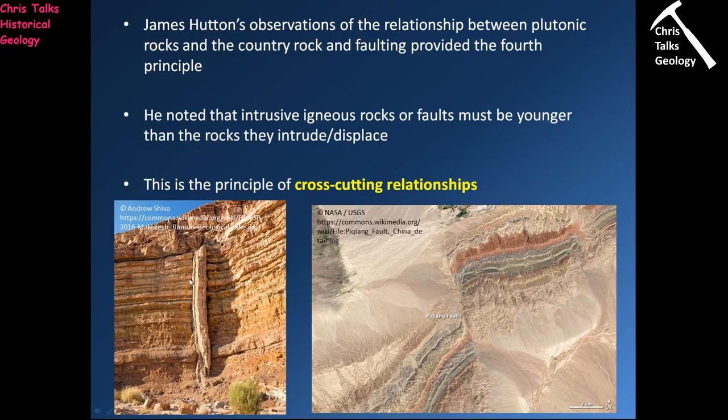So in order for this dike to have intruded this sequence of rocks, well, clearly these rocks must have been there beforehand, and then the dike must have been intruded. Same with this fault here. These rocks must have been there beforehand, and then they were cut by this fault. Doesn't make sense any other way. So the principle of cross-cutting relationships simply states that dikes and faults must be younger than the rocks which they cut.